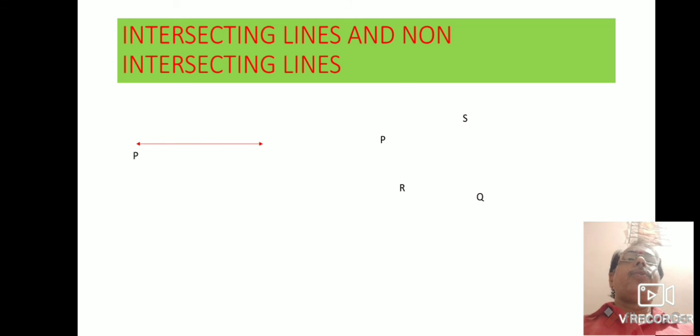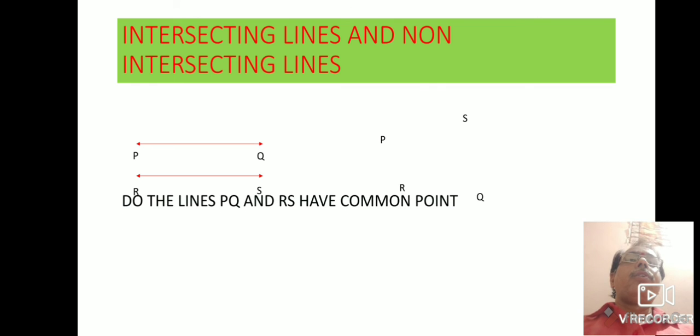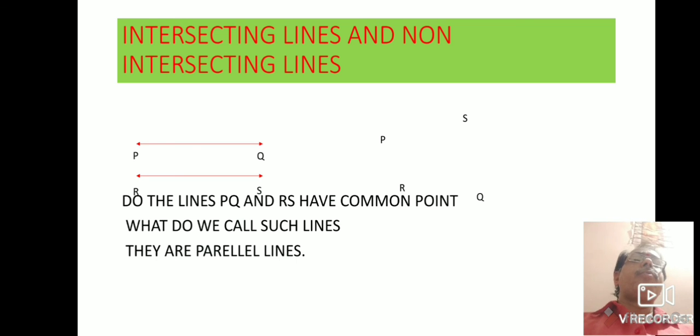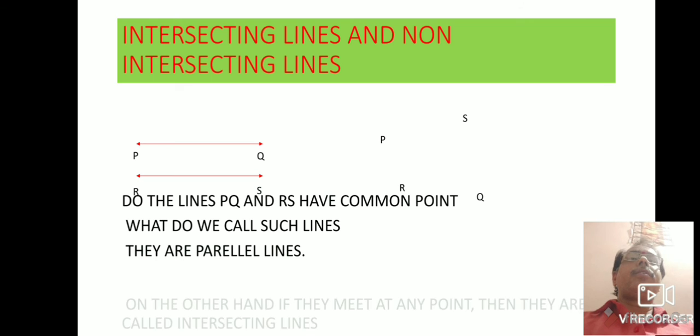Now observe this PQ line and RS line. Do the lines PQ and RS have a common point? Just observe these two lines. Can you say these two lines have a common point? No. What do we call such lines? Yes, they are parallel lines. Already we saw this live example in the starting slide, which is what? Railway lines. So railway lines seem to be parallel lines, as you know.